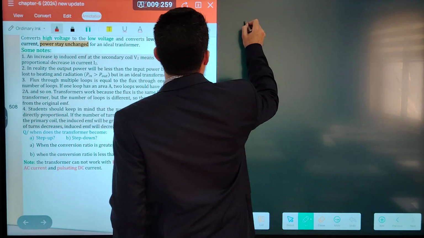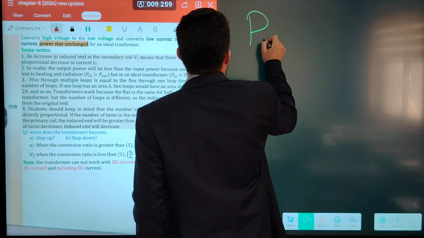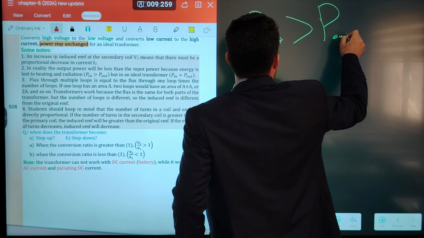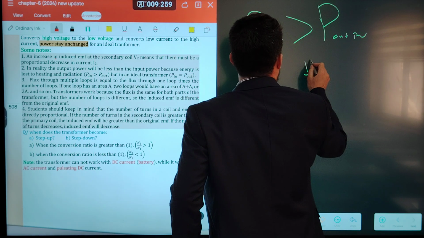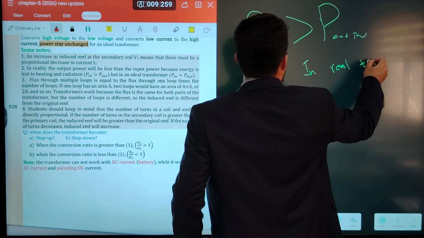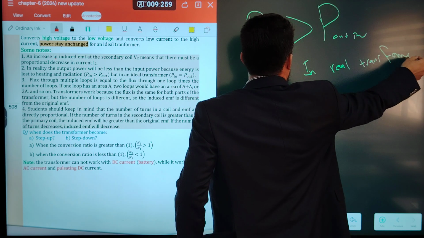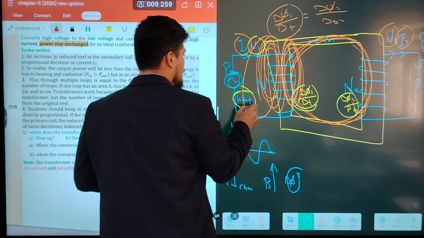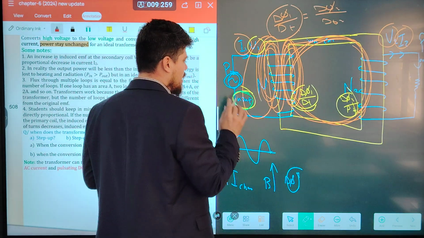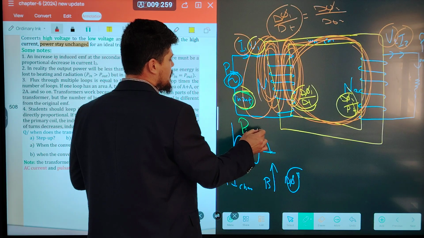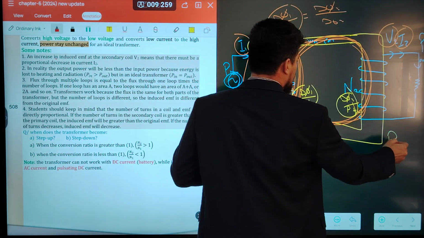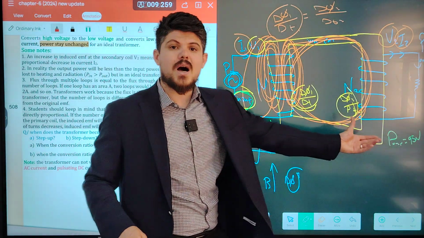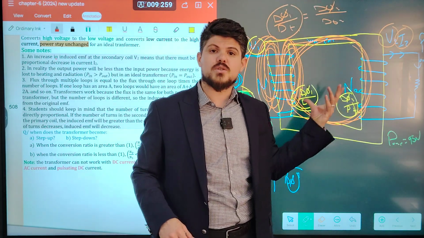In a real transformer, P input is always bigger than P output. Why? Because the input power is always bigger than the output power. For example, assume that P input is 100 watt. P output is equal to what? About 95 watt, for example. What happened to the 5 watt? The 5 watt dissipated in the transformer.